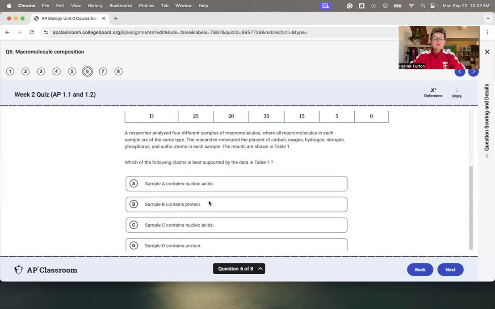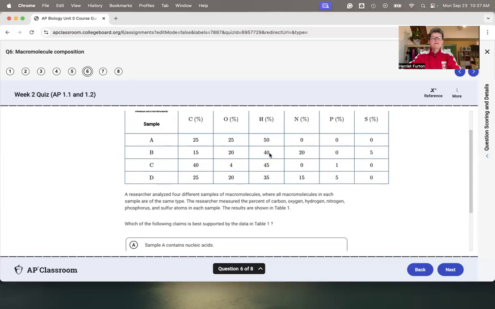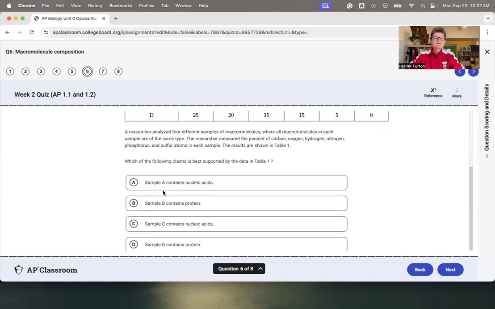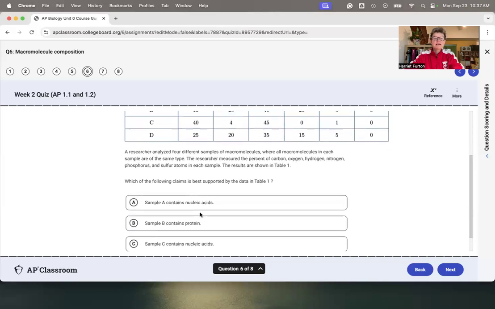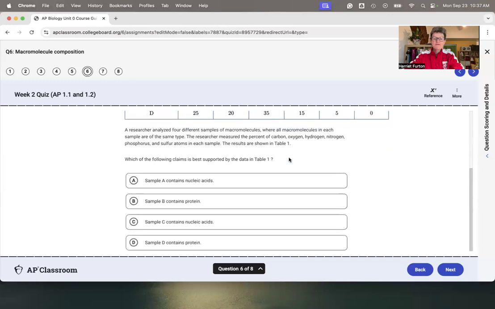Sample B contains protein. Proteins are made up of amino acids, and amino acids contain carbon, oxygen, hydrogen, nitrogen, and also some of them, very few, contain sulfur. So this could be a good choice. Sample C contains nucleic acid. Nucleic acid, as we said, contains not only carbon, oxygen, and hydrogen, but phosphorus as well as nitrogen. And C does not contain nitrogen, so therefore this is not a nucleic acid.